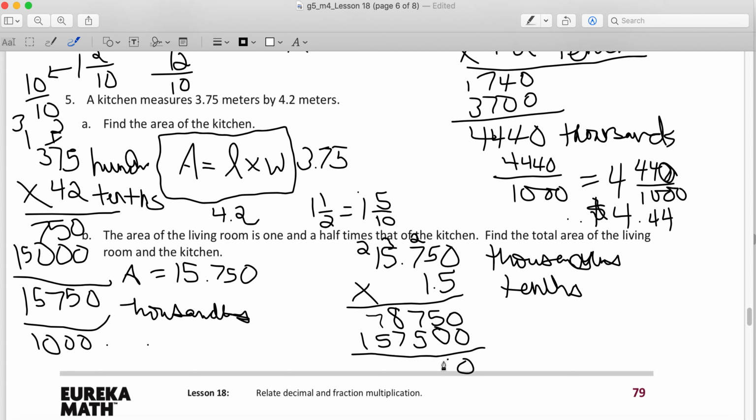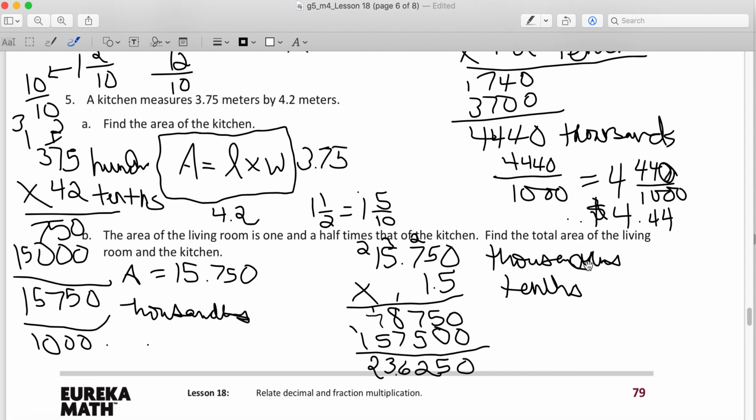I'm going to add. Carry my 1. Carry the 1. Got 2. How many decimal places do I have? I have 3 here, 1 here. That means I've got 4. 1, 2, 3, 4. There it is.